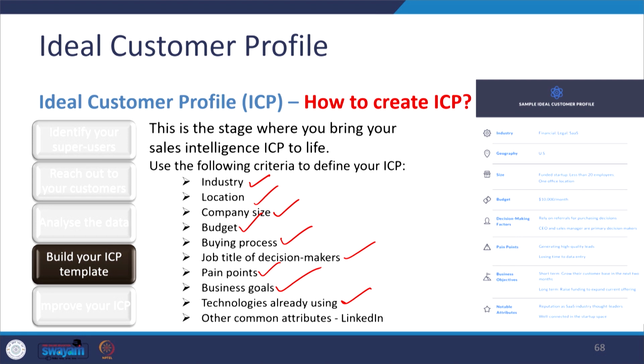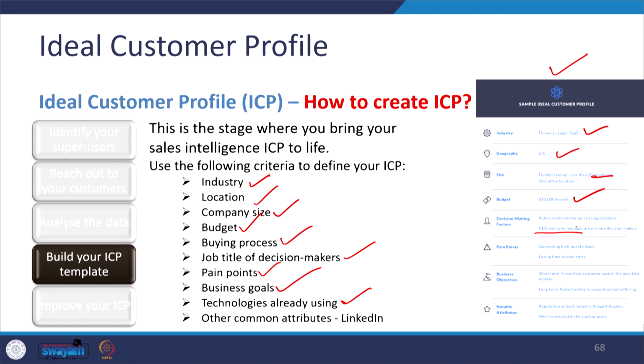And then based on this information, this kind of template you can create, which we are calling an ICP template. So here, for example, a particular company operating in the financial, legal or SaaS industry, located in the US, a funded startup with less than 20 employees only, budget is around $10,000 per month, and their key decision makers are mostly CEO and sales managers.